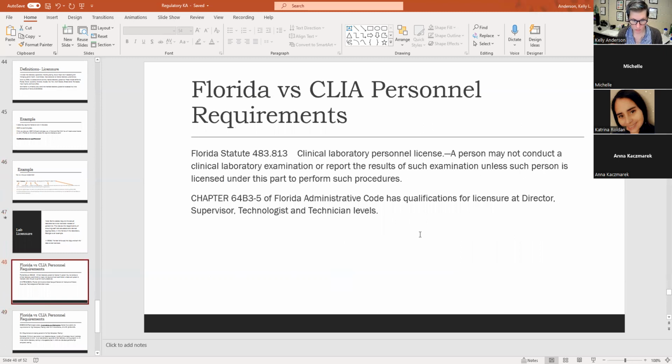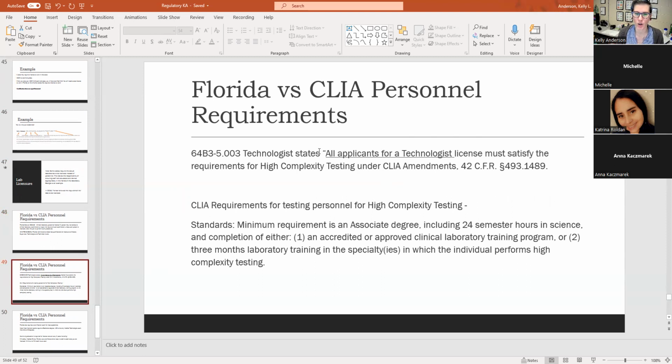So to give you guys an example, the Florida requirement to be a technologist is: all applicants for a technologist license must satisfy the requirements for high complexity testing under CLIA. So it doesn't matter if you're working in a lab that only does moderate complexity. To get your Florida license, you must meet the requirements to be working in a high complexity lab.